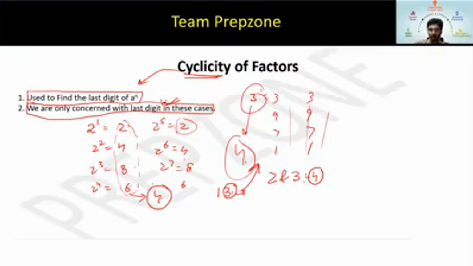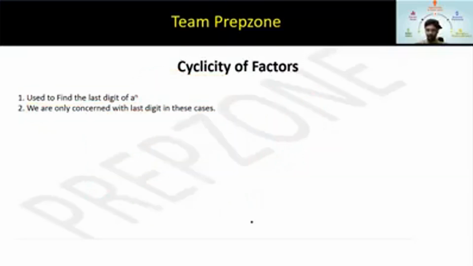Now, let's say I want to compute the last digit of 143 to the power 35. The question is to find the last digit of this. I am only concerned with the last digit in this case. What is the last digit? 3. So the question is asking me what should be the last digit of 3 to the power 35, right?